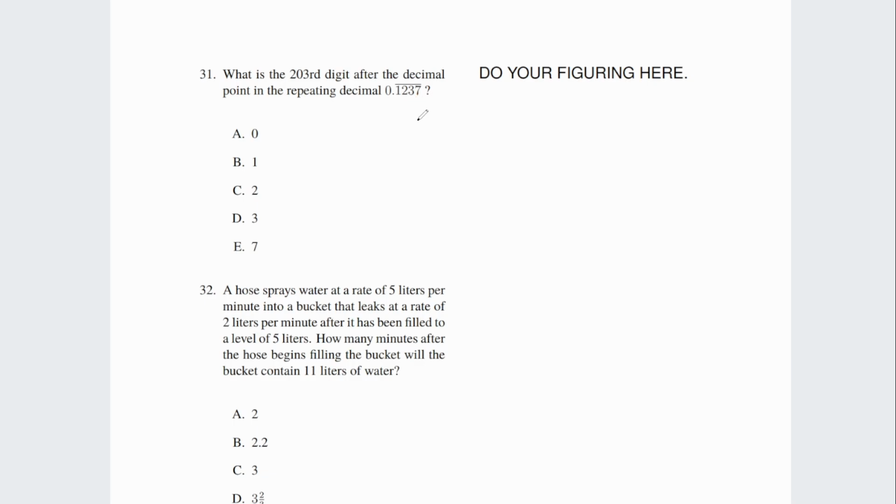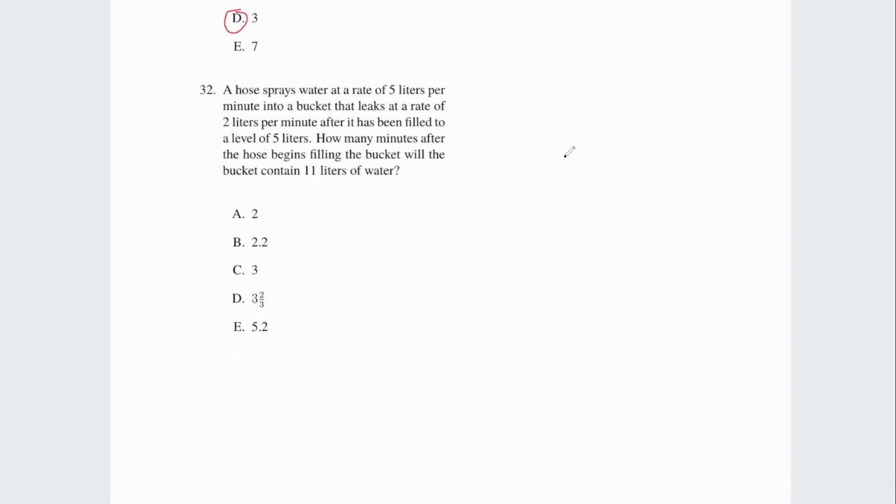Does that make sense? So this repeats, it's a chunk of 4, and on the 50th time this repeats, at the end of the chunk of 4 will be the 200th digit, which will be the number 7, which means that the 201st, 202nd, 203rd digit will be the same as the first, second, and third digit. So the 203rd is the same as the third digit, which is 3. So no math really at all here, just problem solving.